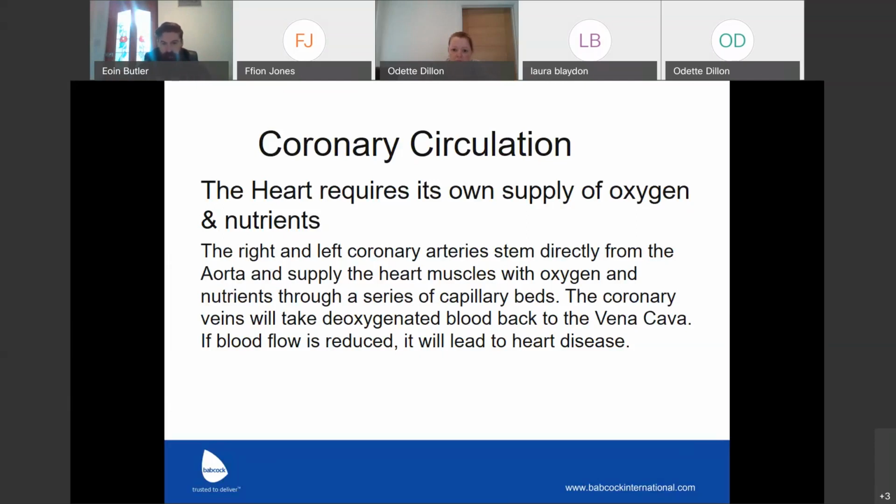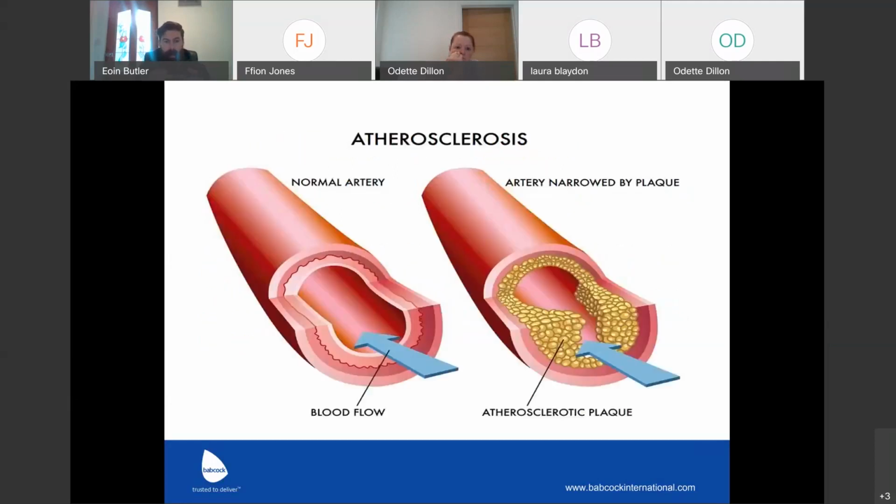Now, coronary heart disease. Coronary heart disease is a buildup of plaque within the coronary arteries. So it's preventing blood supply and oxygen supply to the heart muscle itself. Atherosclerosis is the condition where plaque will build up within the artery walls. This can happen in the coronary arteries, but it can also happen in the arteries around the body. We can see on the left side, we've got a normal artery where blood flow is not restricted at all. Okay, so blood flow is normal, it's able to flow through quite freely.